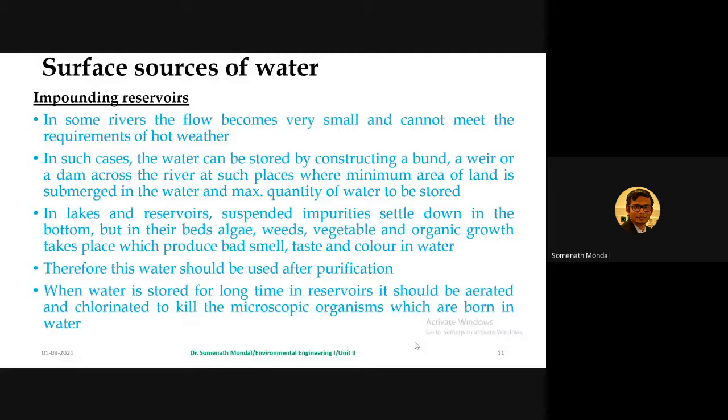In such cases, the water can be stored by constructing a bund or a dam across the river at such places where the minimum area of land is submerged in the water and the maximum quantity of water can be stored. So we need to select the most suitable area where this kind of structure can be constructed to maximize the storage capacity and to minimize the quantity of land which will be submerged. These two factors become very important.